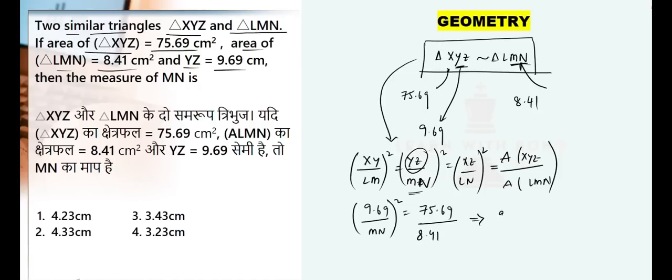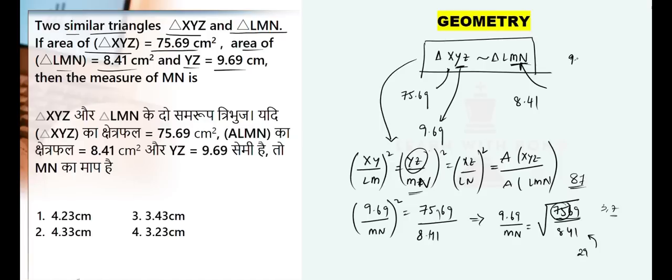From this, 9.69 divided by MN is nothing but, if I remove the decimal point, the square root of 7569 divided by 841. We know that the square root of 841 is 29. So, how to find the square root of 7569? What is the square root value that is nearer to 75? 864. Here the last digit is 9, so either 3 or 7 will be the second digit. See 8 squared is 64, 9 squared is 81, but here they have given 75, so we will take the bigger value. So, 87 is our square root value.